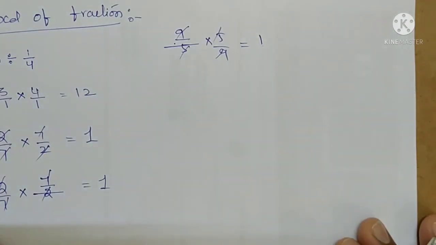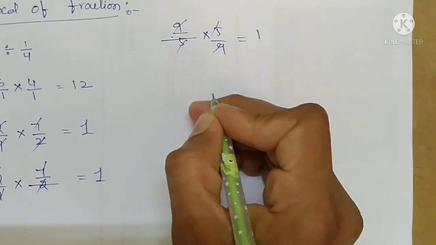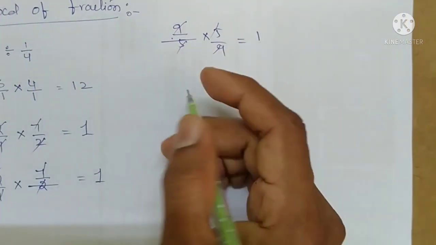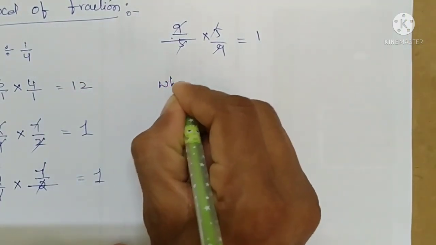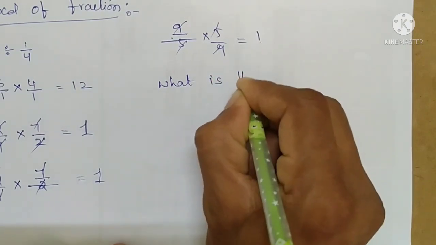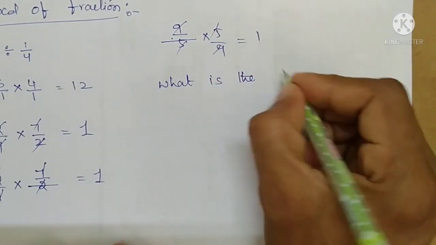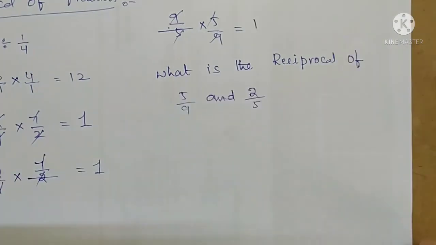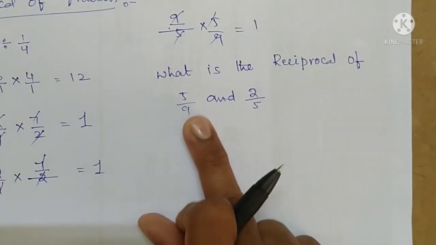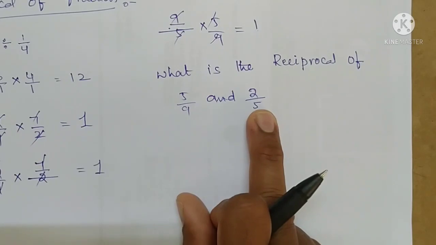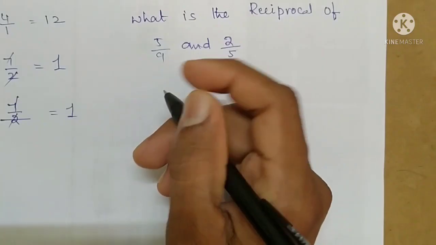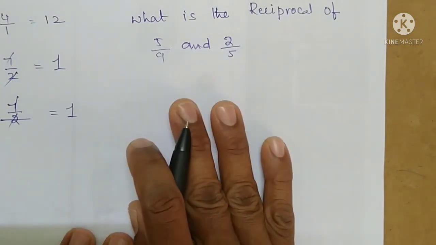Okay, right. So this is your homework related to the reciprocal of a fraction. What is the reciprocal of 5 by 9 and 2 by 5? This is your homework question. Try this question.